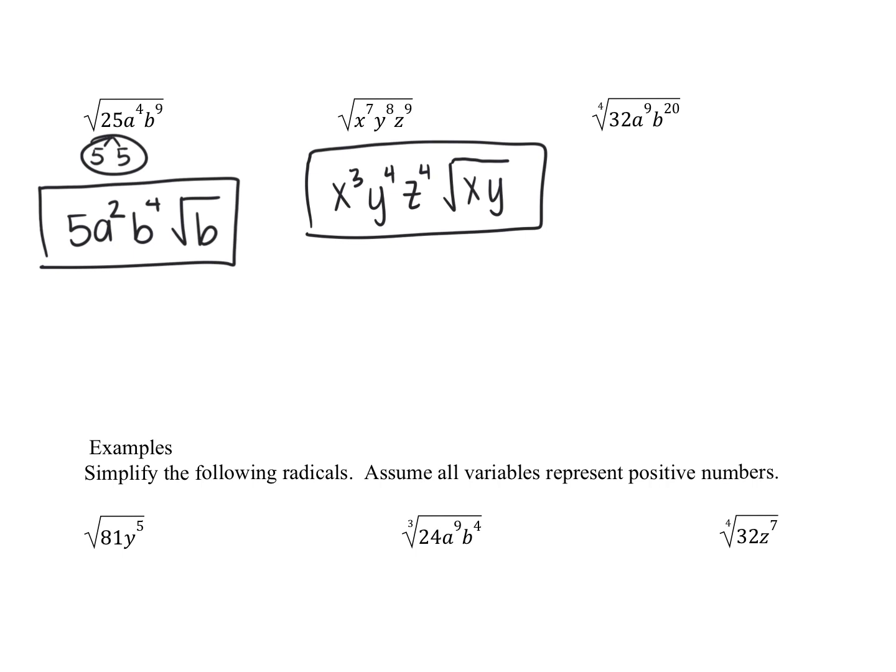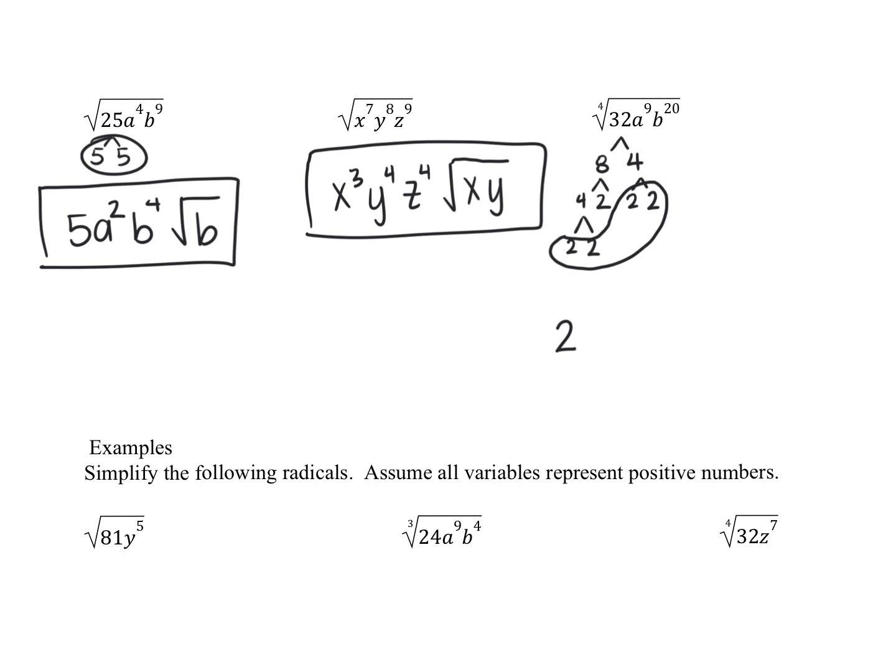And the last example, the fourth root of 32, a to the 9th, b to the 20th. So 32 I can break down as 8 times 4. 4 breaks down as 2 times 2. 8 I can break down as 4 times 2, and then 4 is 2 times 2. So in this case, because it's a fourth root, I need 4 of the same number. So there are 4 2's right here. So I'm going to bring out a 2.